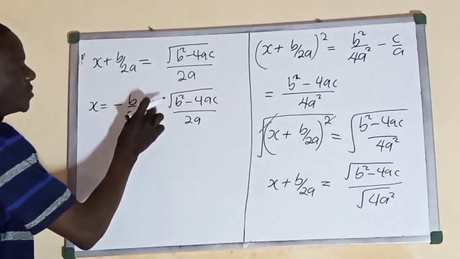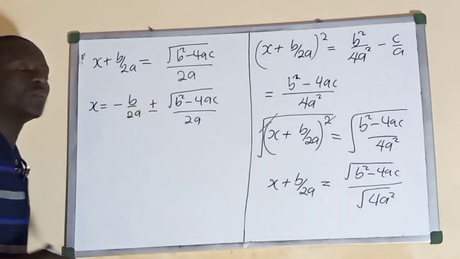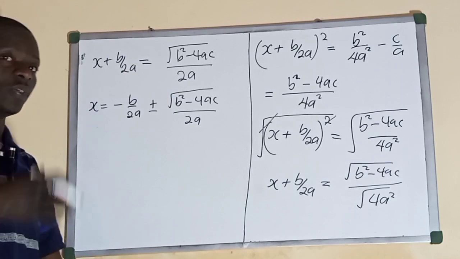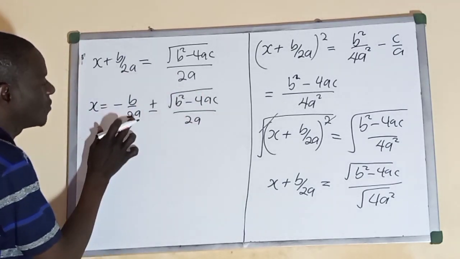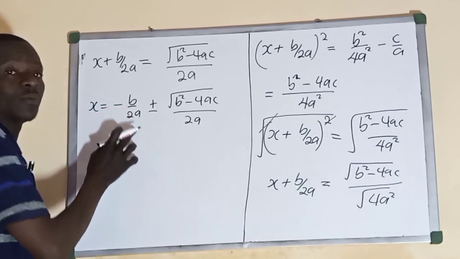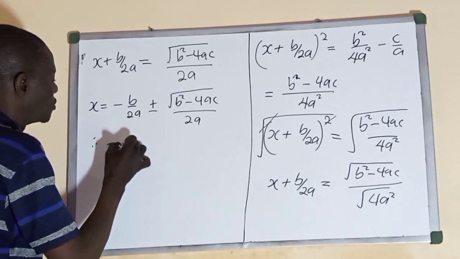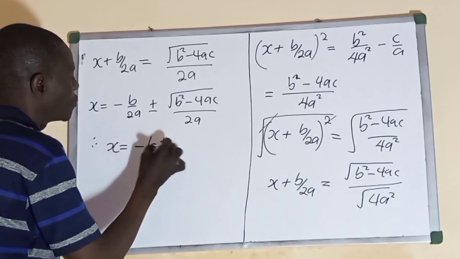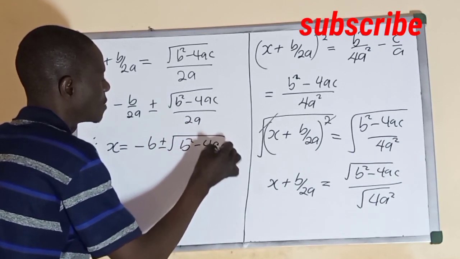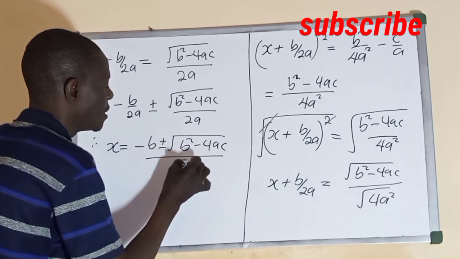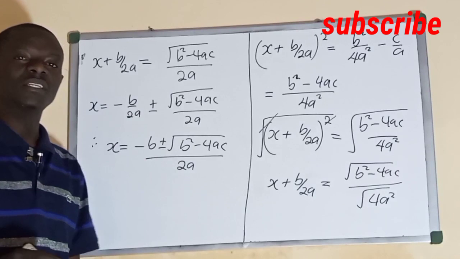So here we have to use plus or minus because we are taking the square root. Whenever you are using the square root, you have to take plus or minus. So from here you can see that we have the same denominator, which is 2a. So we have to take one. Therefore, we have x is equals to minus b plus or minus square root of b squared minus 4ac all over 2a. We have now derived the formula of the quadratic equation.